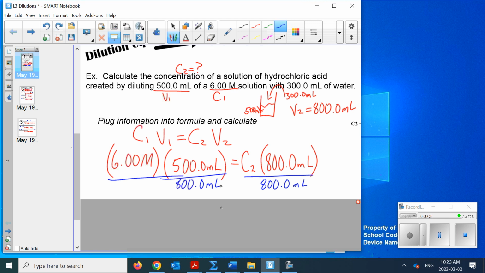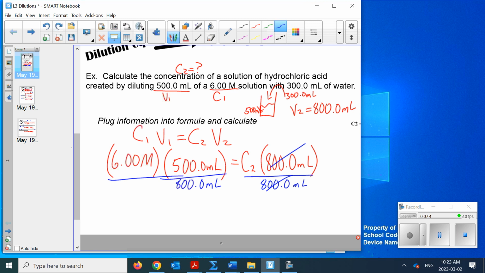So this disappears. We're solving for C. That's the math, right? Just use a calculator. Top times top divided by bottom. Do that. Second concentration is 6 times 500 divided by 800. 6.75.